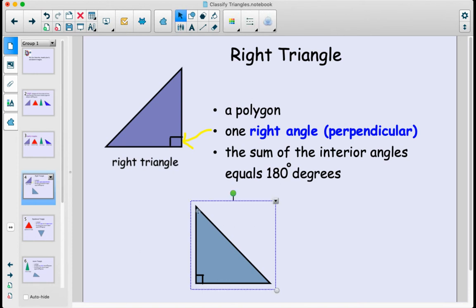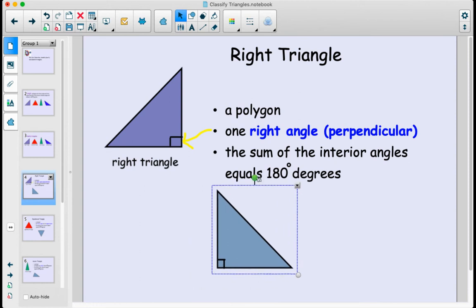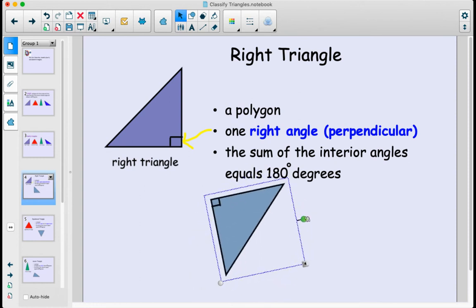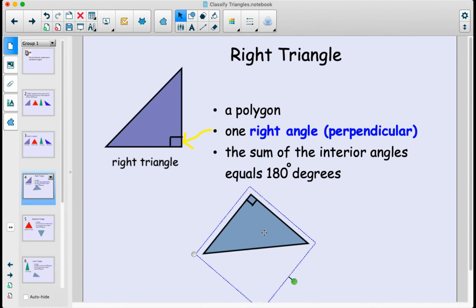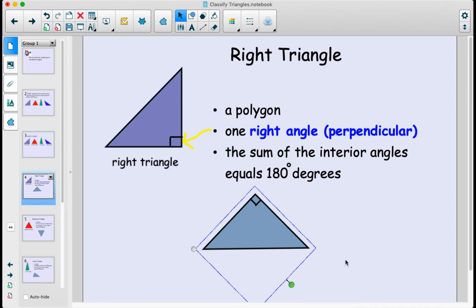Also remember that it does not matter which direction the triangle is facing or which way it is sitting. The triangle could be sitting like this on a different base, and this would still be a right angle, a perpendicular angle.